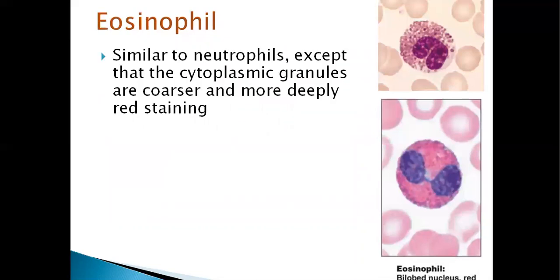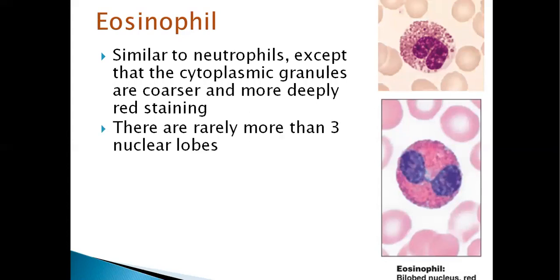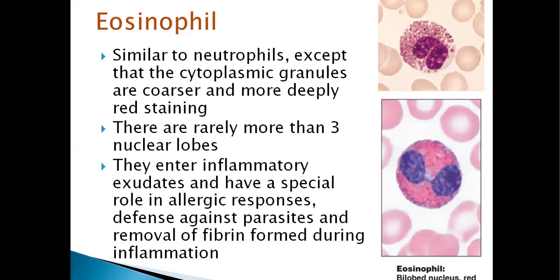Eosinophil is similar to the neutrophil, except that the cytoplasmic granules are coarser and more deeply red staining. As you see in this picture, there are rarely more than 3 nuclear lobes. They enter inflammatory exudate and have a special role in allergic response, defense against parasitic infection, and removal of fibrin formed during inflammation.